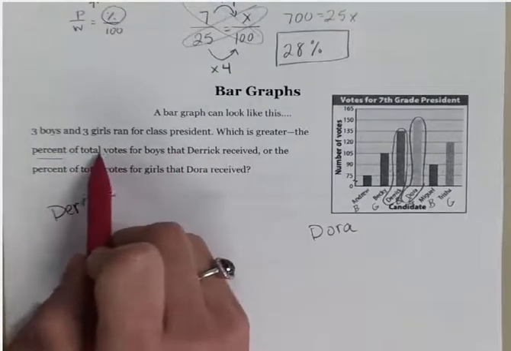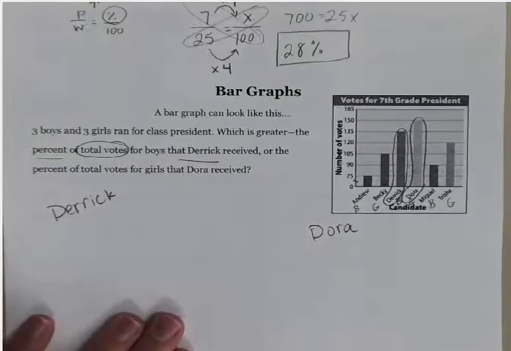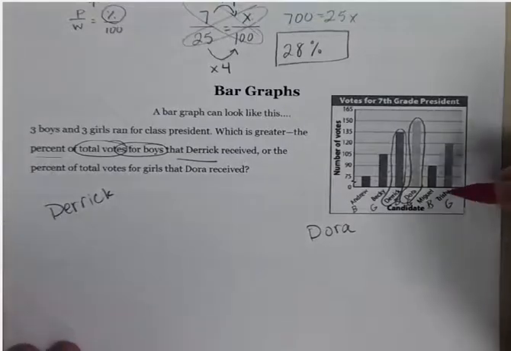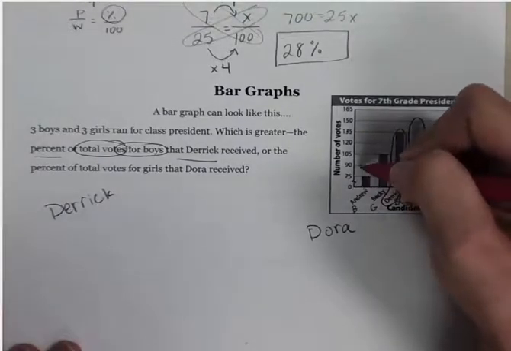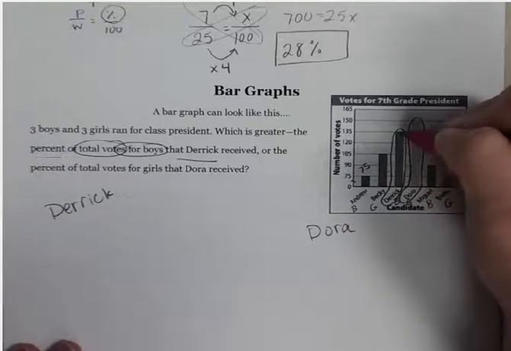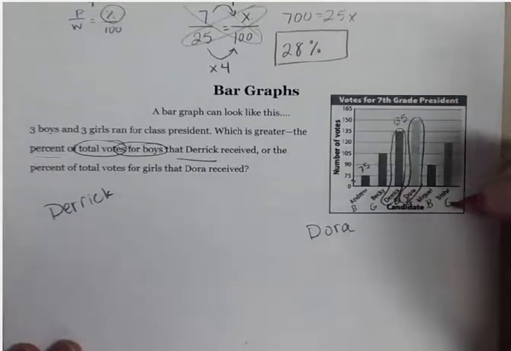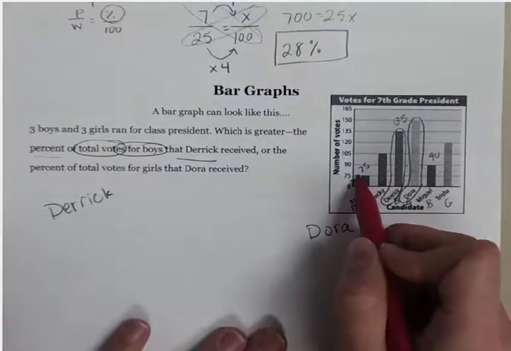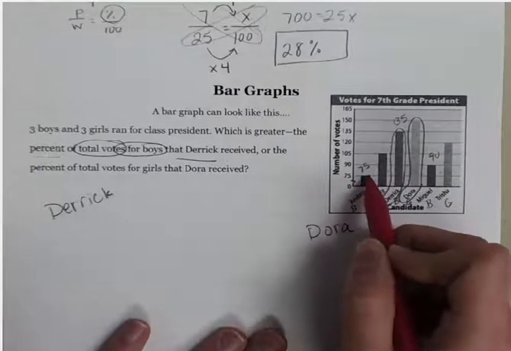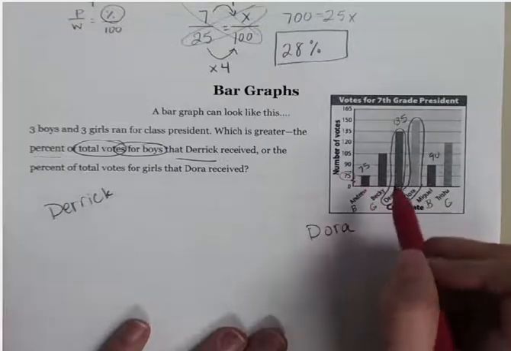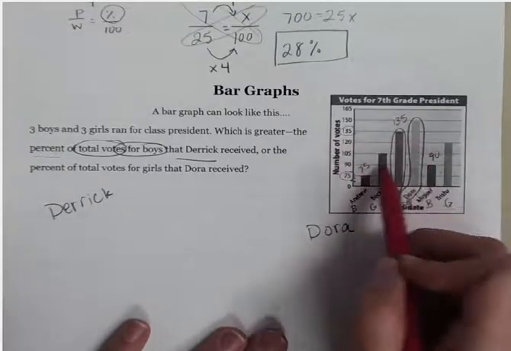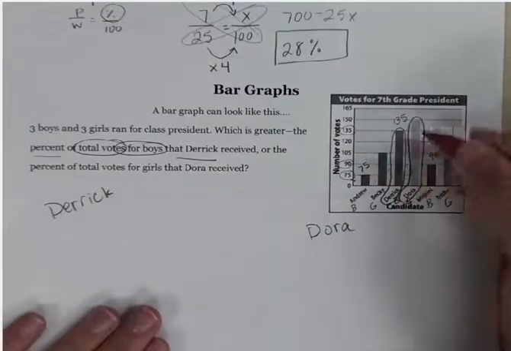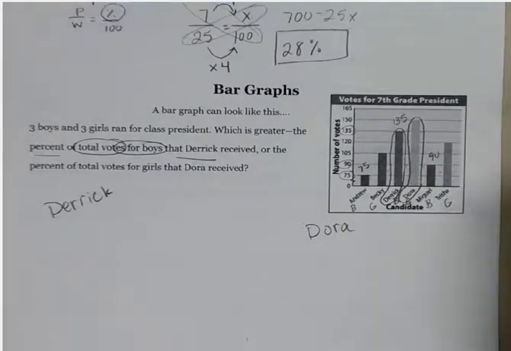Percent of total votes for Derek. Well, I need to know the total votes of boys, though. I need to know how many total votes we got for the boys. So Andrew got 75 votes. Derek got 135. And Miguel got 90. And all I did to read this was go up to the bar and come over to the y-axis and see that the bar only went up to 75, went up to 135, and went up to 90. So the total votes for boys are these 3 added together. Why don't you add those 3 together and we'll see if we get the same answer.